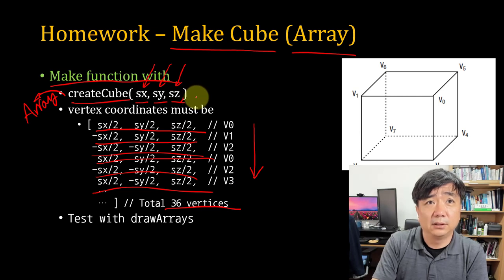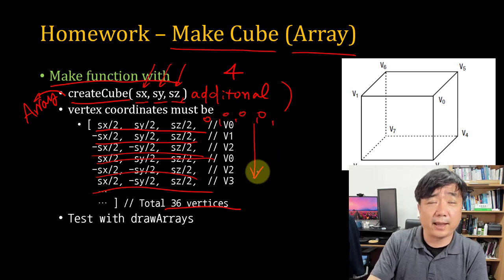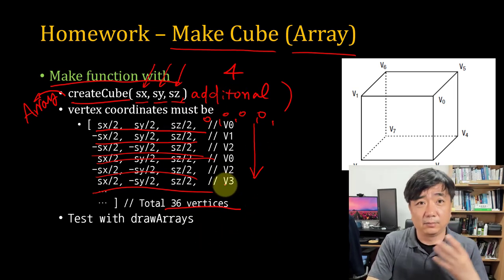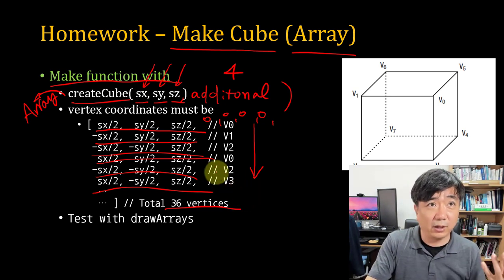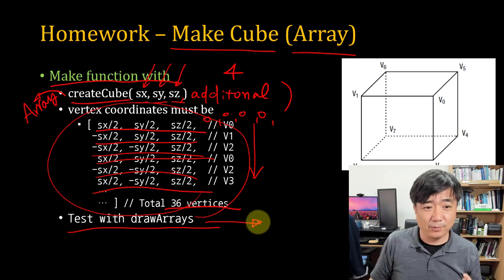And I think I need to add more parameters. For example, if we want to assign some color, then we can set the color attributes as additional parameters. For example, if 4 components are needed, then 1, 2, 3, 4, the component will be added to that. Whether you make it or not depends on how you can use this array data to draw something. So please test it with the draw arrays command. Okay, this is the homework.